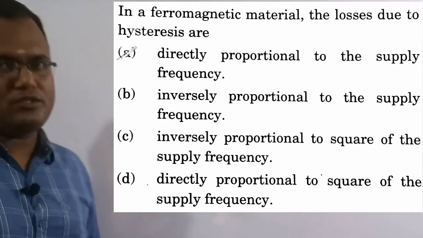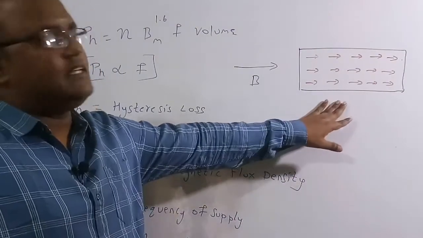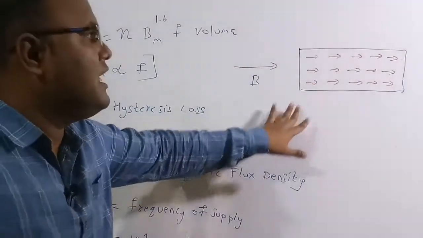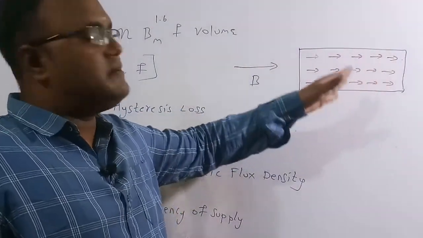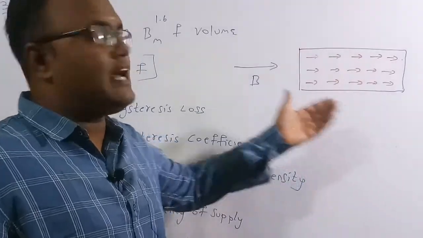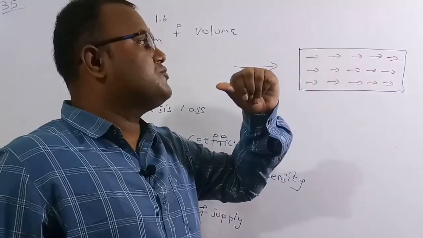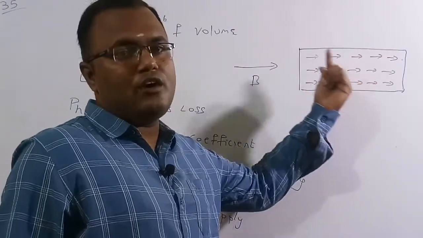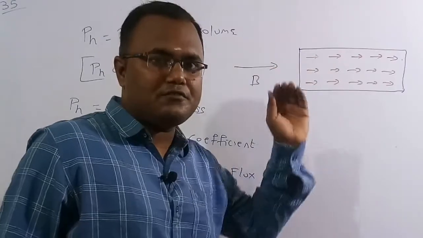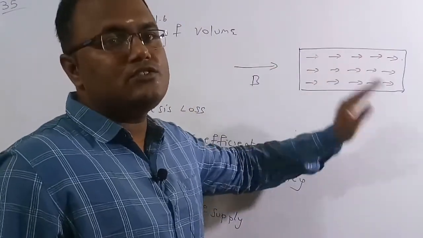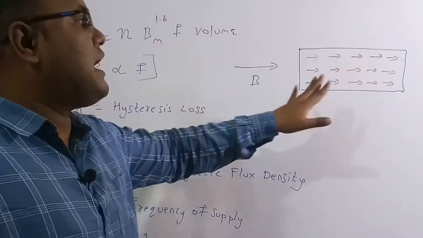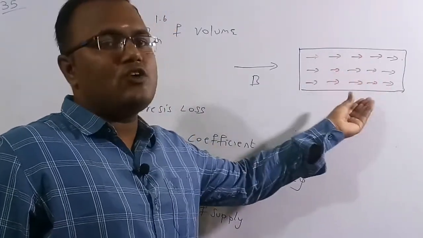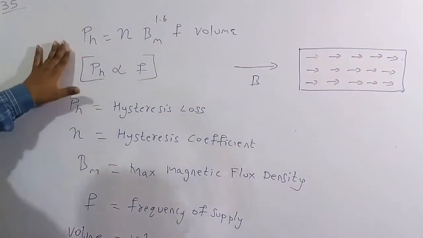Let's discuss something more about this. Basically this is a ferromagnetic material. In this material, if you supply an external magnetic field, the dipoles present in the material align in the same direction as the magnetic field. If you change the magnetic field direction, these dipoles also change their direction. Because of this, some amount of energy is consumed by these dipoles, so there are some losses. As these dipoles consume energy, this loss is called the hysteresis loss.